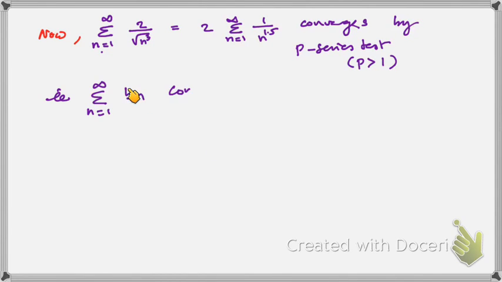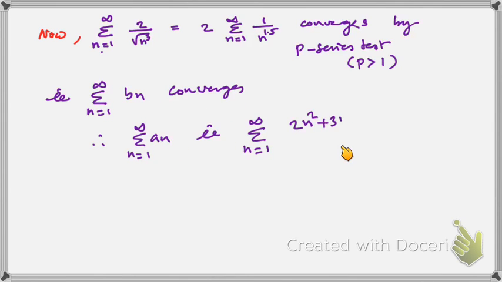And if sigma of bn converges, then sigma of an also converges. So that is the first question. That's the question given there. So the given series converges.